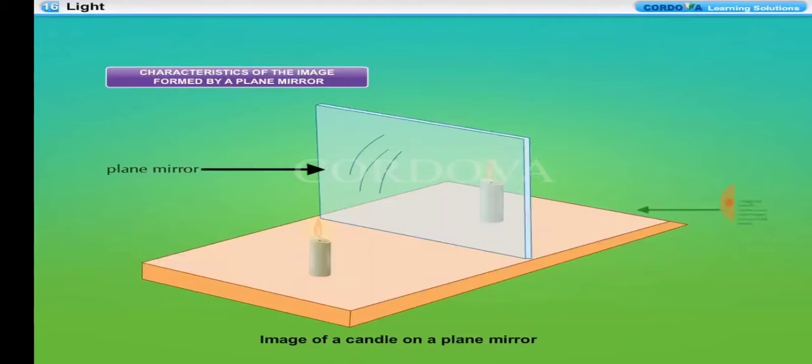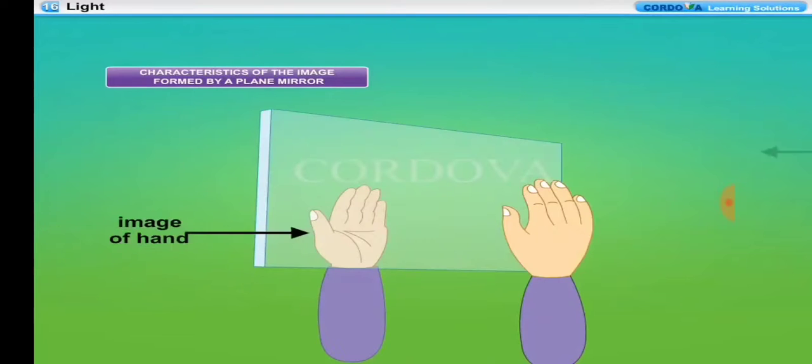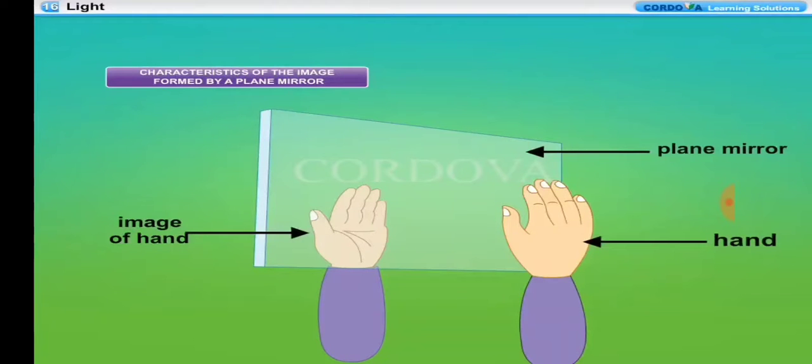You know that in an image formed by a mirror, the left of the object appears on the right and the right of the object appears on the left. The left-right reversal of an object and its mirror image is called lateral inversion.